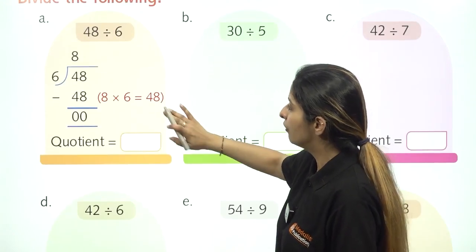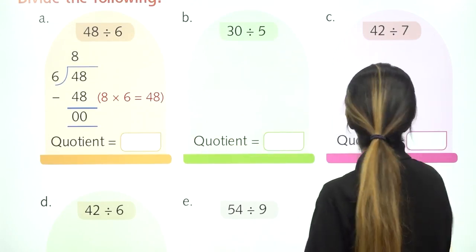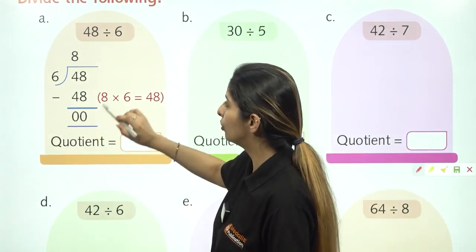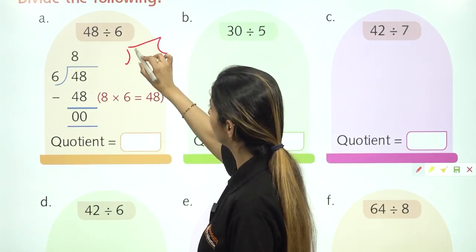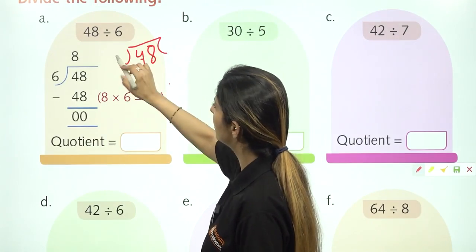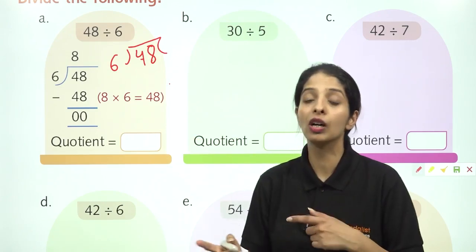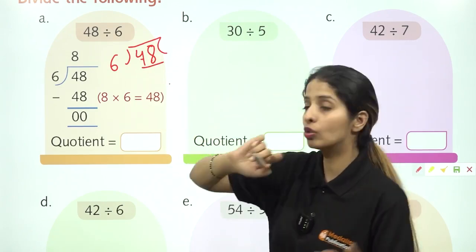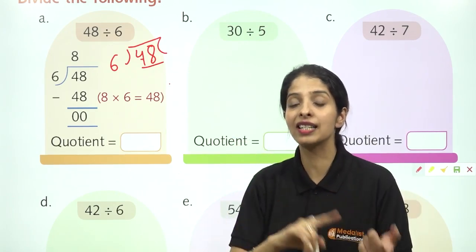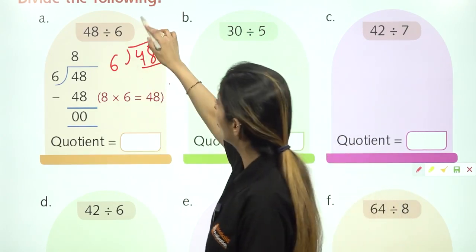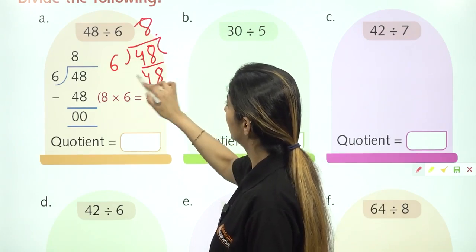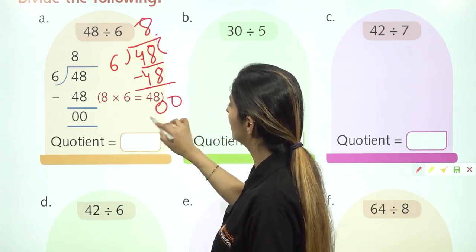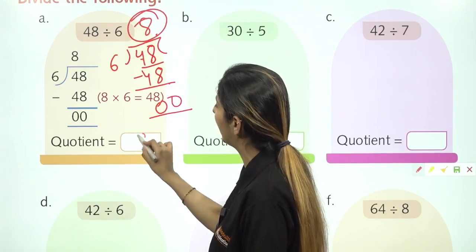Now exercises are given to you. Let's see. This one is done for you already. 48. You write the dividend here, divisor here. Now start recalling the table of 6 where we get 48. So 6 eights are 48. So we divide it like this, subtract, and we get 00. So your quotient is 8.